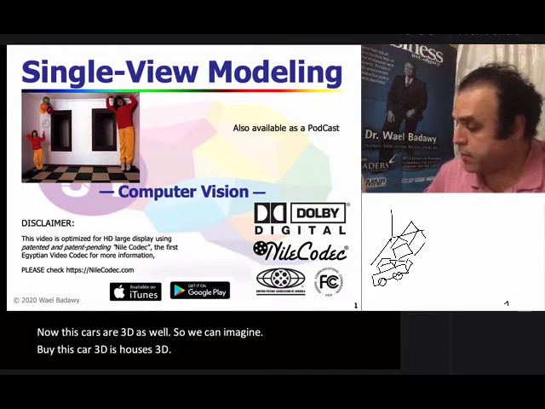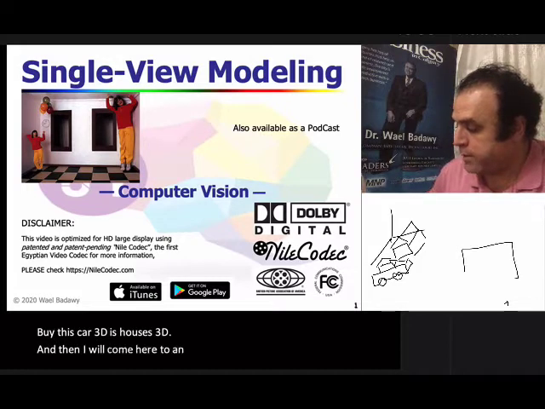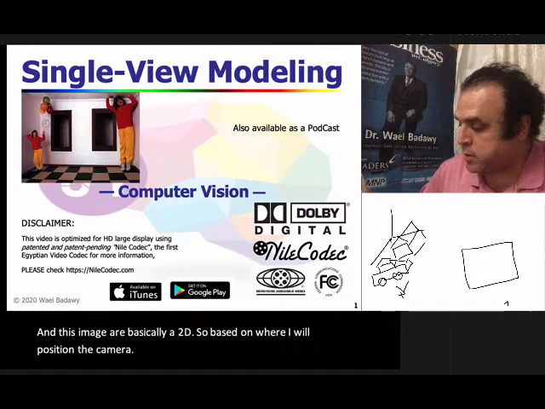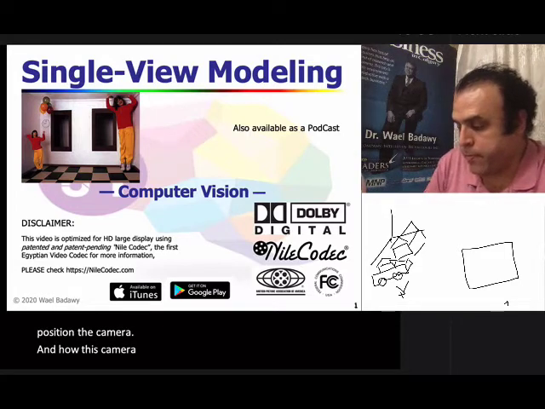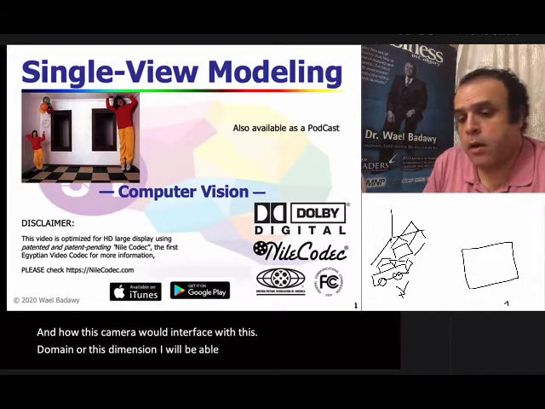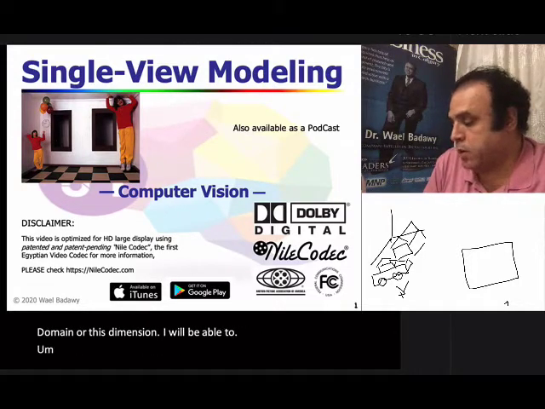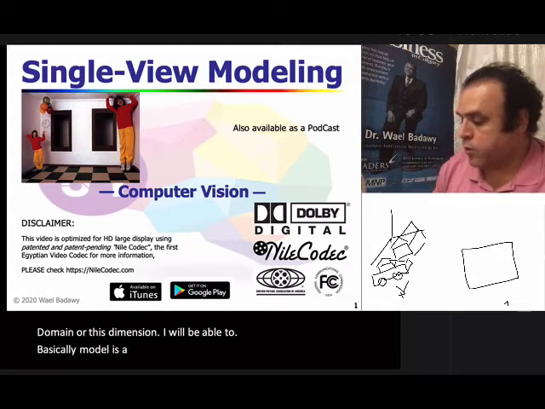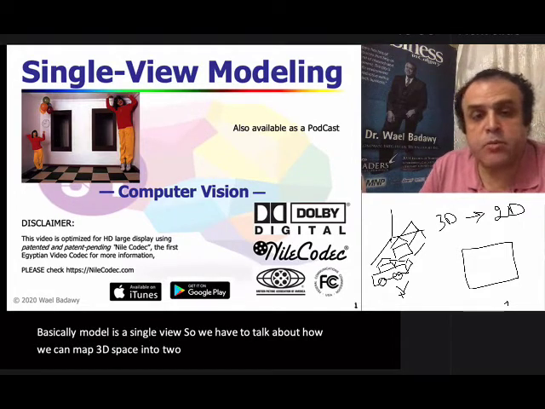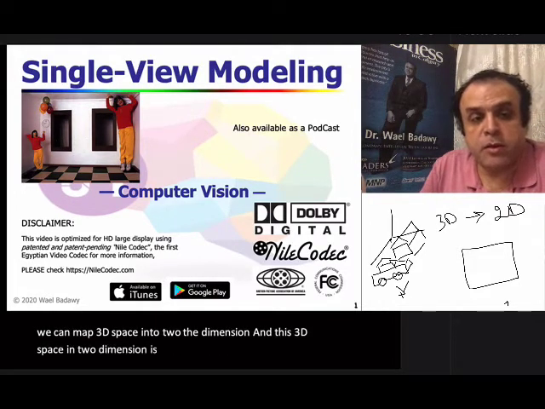and then I will come here to an image, and this image is basically 2D. So based on where I will position the camera and how this camera will interface with this domain or this dimension, I will be able to basically model the single view. So we have to talk about how we can map 3D space into 2D dimension, and this 3D space and 2D dimension is the key of this particular session.